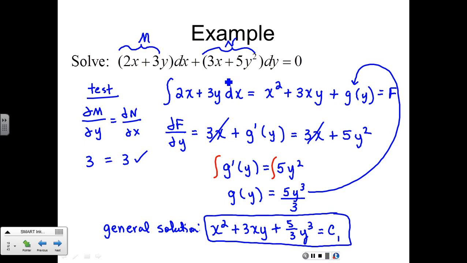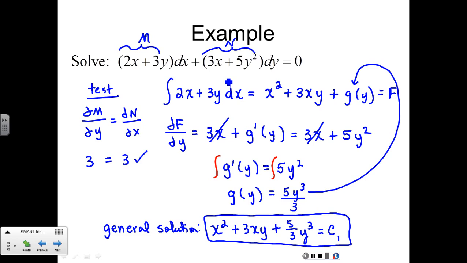So I integrated the first part with respect to y. That would give me 3xy plus 5y cubed over 3 plus possibly some function of x, right? Hopefully something that would just have x in it. Not c, but some function of x.